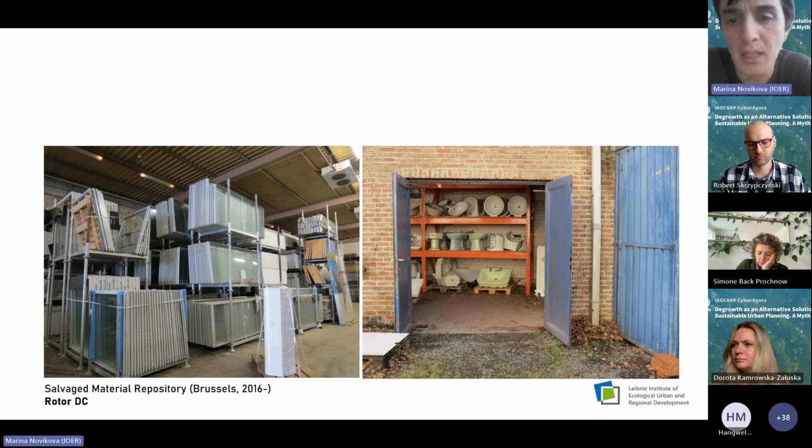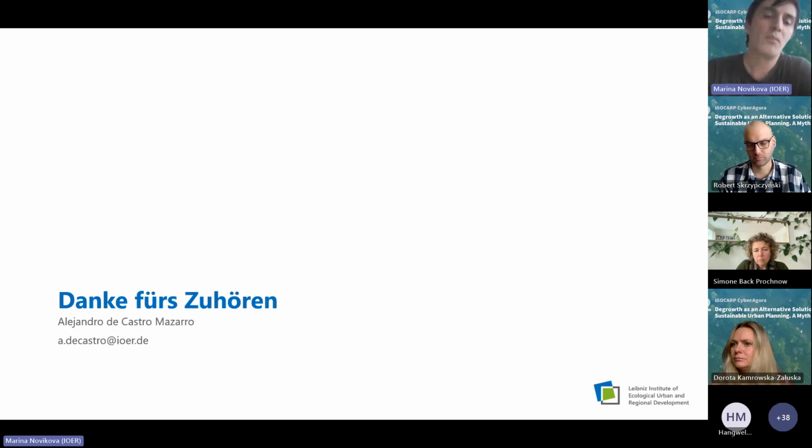So the idea that buildings can be demolished and simply meshed down is something degrowth tries not to do, as a way to slow the metabolism of cities and to reuse every grain of energy that has been embodied in buildings. That's all of it. I thank you for your attention, and I look forward to the discussion.